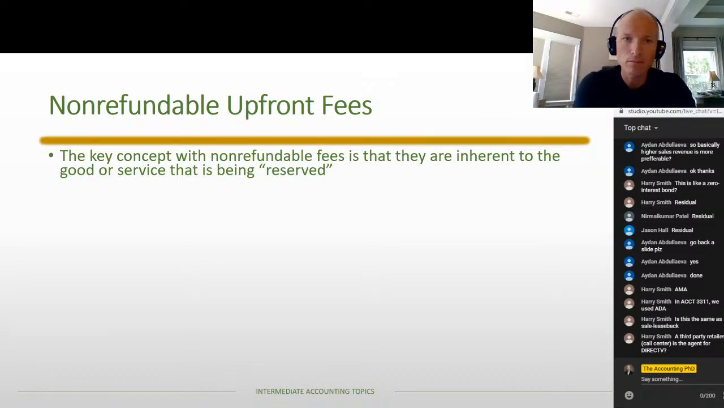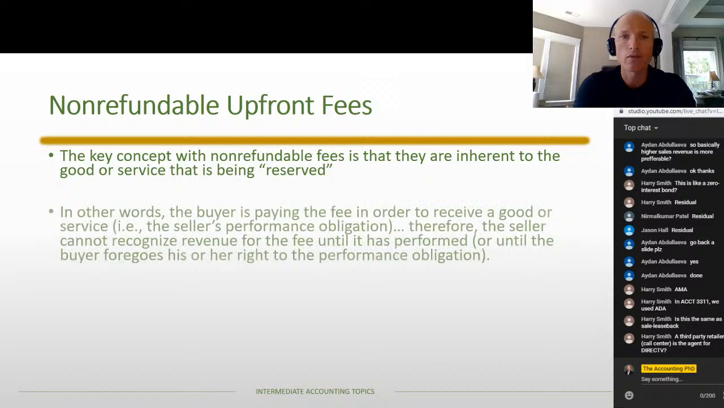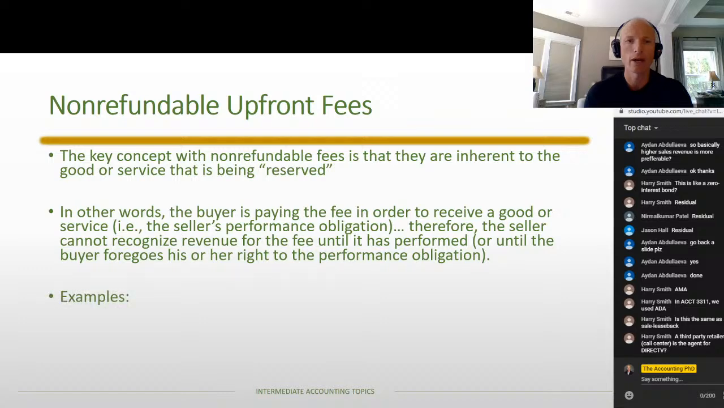So the key with any non-refundable fee is that the fee is inherent to the good or service that's being reserved. In other words, the buyer is paying the fee in order to receive a good or service, and that's really what the performance obligation from the seller is. With any of these non-refundable fees, the seller cannot recognize the revenue until it has actually performed under the contract, or until the buyer forgoes his or her right to the obligation. So while there might be a non-refundable fee, I can't recognize the revenue for that fee until I actually perform on the contract. A lot of times students get confused by that, so let's walk through an example.